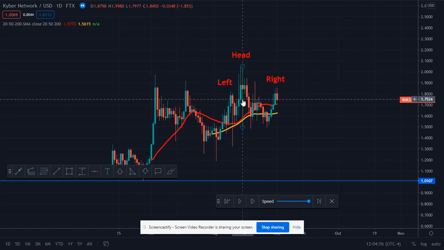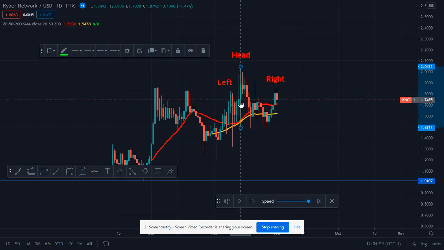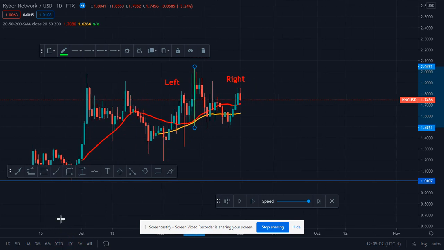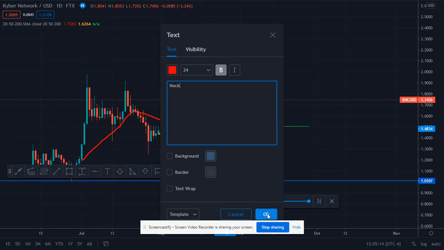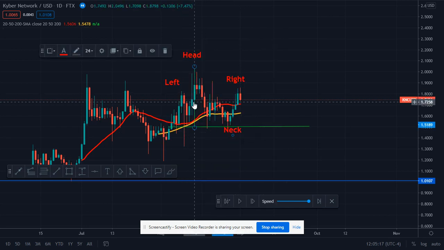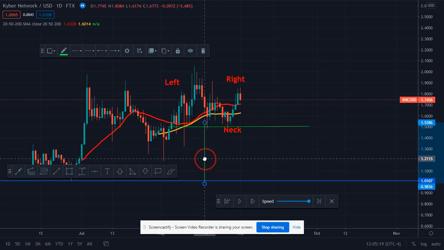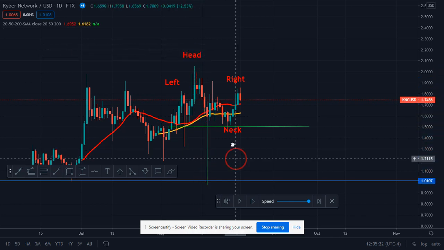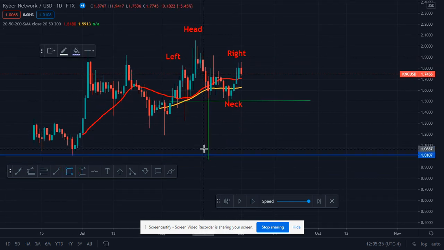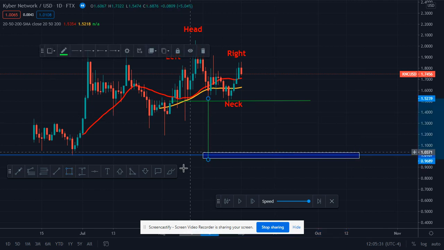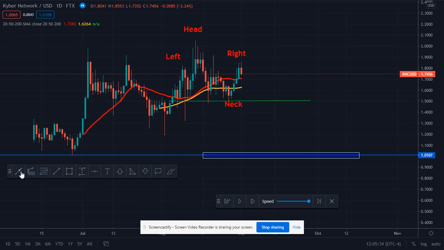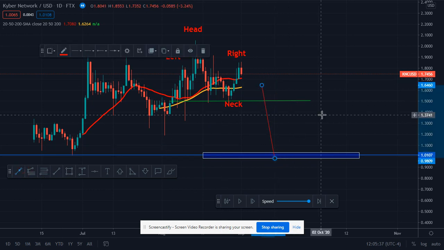So let me measure from up to the head, down to the neck. In fact, I need to draw my neckline. Let me draw my neckline. So we'll do the neck about right here. Okay, we'll label it neck. Bam. Take what? From the head down to the neck. Okay. We draw a box. This area. And we'll say that we know based off this move that price should drop there.